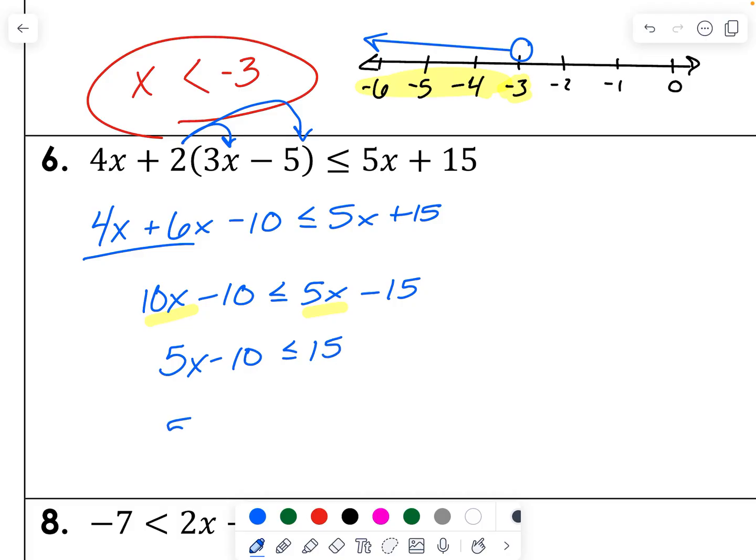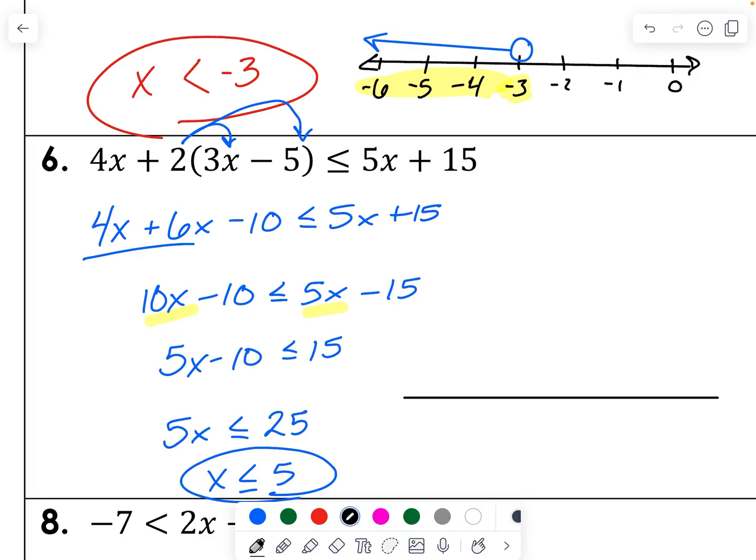We can add that 10 over, and notice that my variable term, 5x, is positive. So because that's positive, I do not need to switch that inequality sign when I divide. And I will get x is less than or equal to 5. And then when I graph that, I'll put a little 5 in the middle. I have an equals to bar underneath that inequality, so I'll have a closed circle. And that inequality says less than, so I'll go to the left.